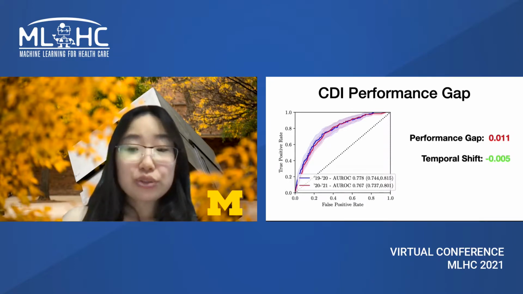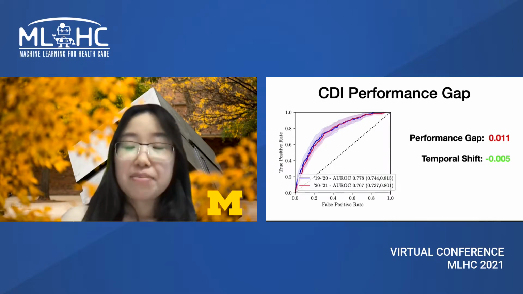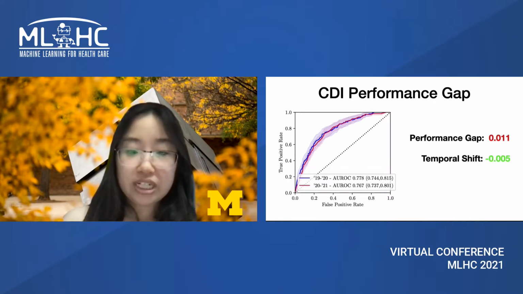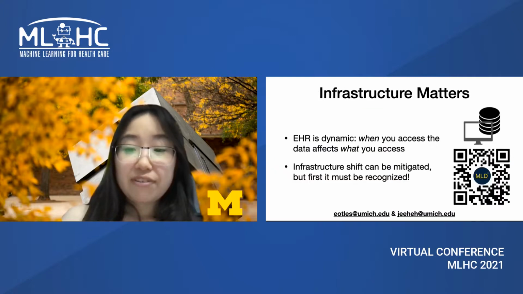However, this gap was not due to differences in patient populations or clinical workflows. The temporal shift was negative, meaning the task got easier in 2020 relative to 2019. In contrast, infrastructure shift was positive and drove the majority of the performance gap. We identified infrastructure shift as a primary contributor to the performance gap.